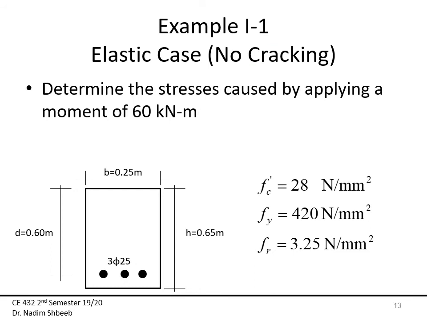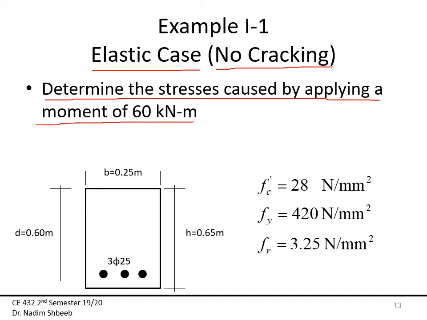Let's start doing the design. So let's start with an example, which I call the elastic case, where there is no cracking. What he wants from us is to determine the stress caused by applying a moment of 60 kilonewton meter. Let's look at the cross section. Here my width B is 250 millimeters. The height is 650 millimeters. The depth D from the top fiber, the compressive fiber, to the location of the steel is 600 millimeters.